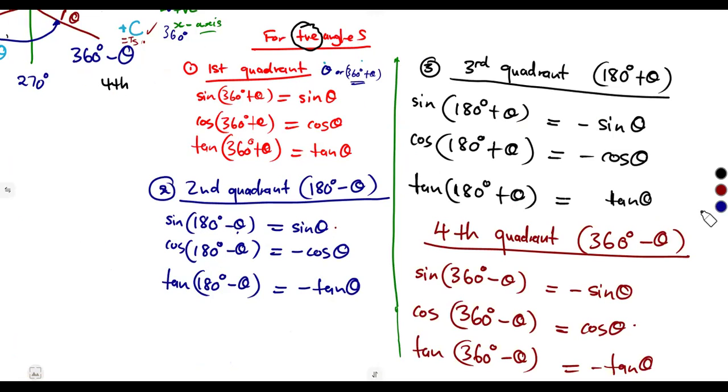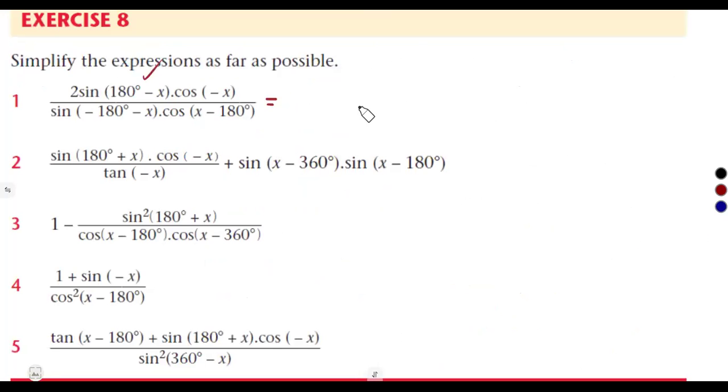So in the second quadrant, remember from our CAST concept, this is the one for all, second for sine, and the third for tan. So remember, we are in the second quadrant for sine. It is only sine which is positive. So this sine is going to remain positive. So that's 2 sine of x times cos of minus x.